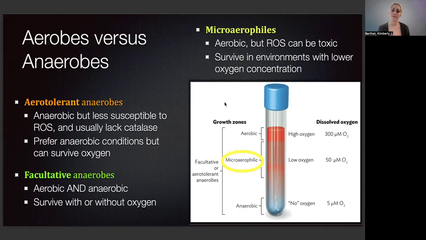Then we have microaerophiles found in this image, circled in yellow. Microaerophiles are kind of borderline. When we see them, they're actually aerobic microorganisms, meaning that they can live in environments with oxygen, but they prefer these environments with lower concentrations of oxygen. That's why when we see this test tube here, we see aerobe, microaerophile, anaerobe. They're in the microaerophile area because they need just a little bit less oxygen than their other aerobic counterparts.